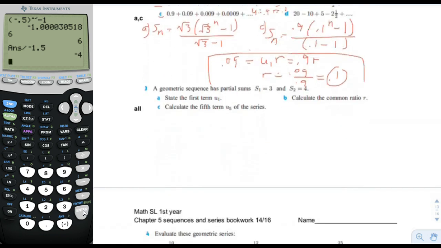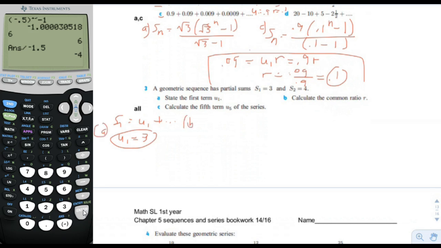Alright. A geometric sequence has partial sums S sub 1 equals 3 and S sub 2 equals 4. State the first term u1. Well, S sub 1 is equal to u1 plus nothing. So S1 equals u1. So we know that u1 is equal to 3. Right? So that's the answer for A, by the way.